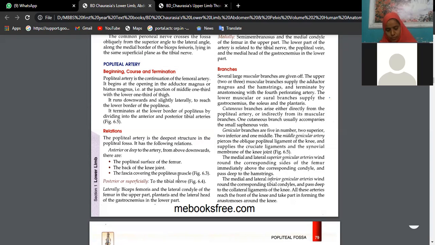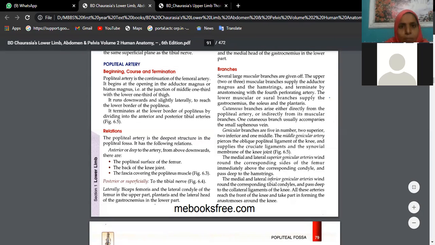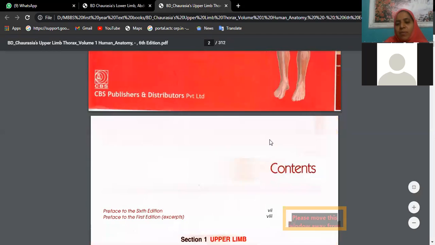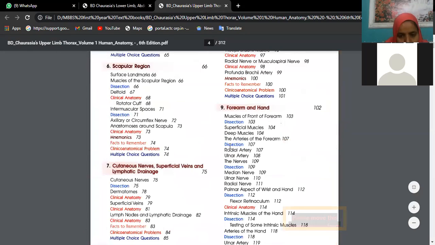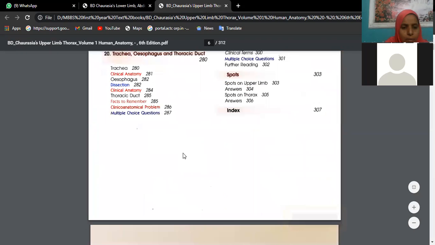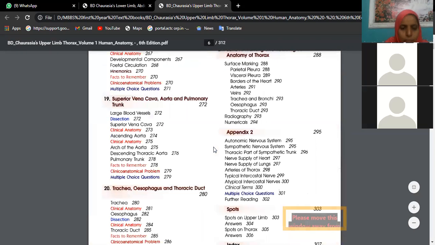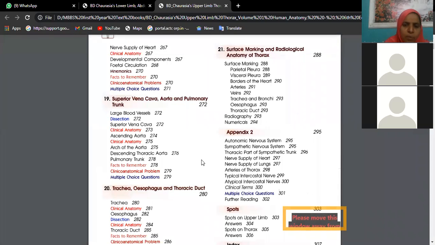Then we have to go with the last essay question. Bronchopulmonary segments, and that too only the right lung he is asking you. Okay, then we have to open the other book now. Upper limb and thorax. Can you tell me how many bronchopulmonary segments we have, Ritika? 10. Yeah, very good, beta.